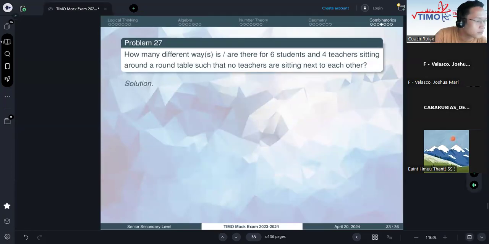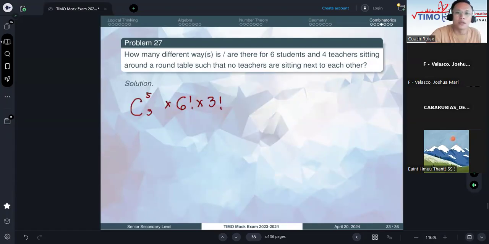6 students and 4 teachers, so that no teachers are sitting next to each other. So the number of ways to arrange the students is 6 factorial. Then the number of ways to arrange the teachers, 3 factorial, round table. Then you will have the 5 taken 3. So out of those 5, we take only 3.